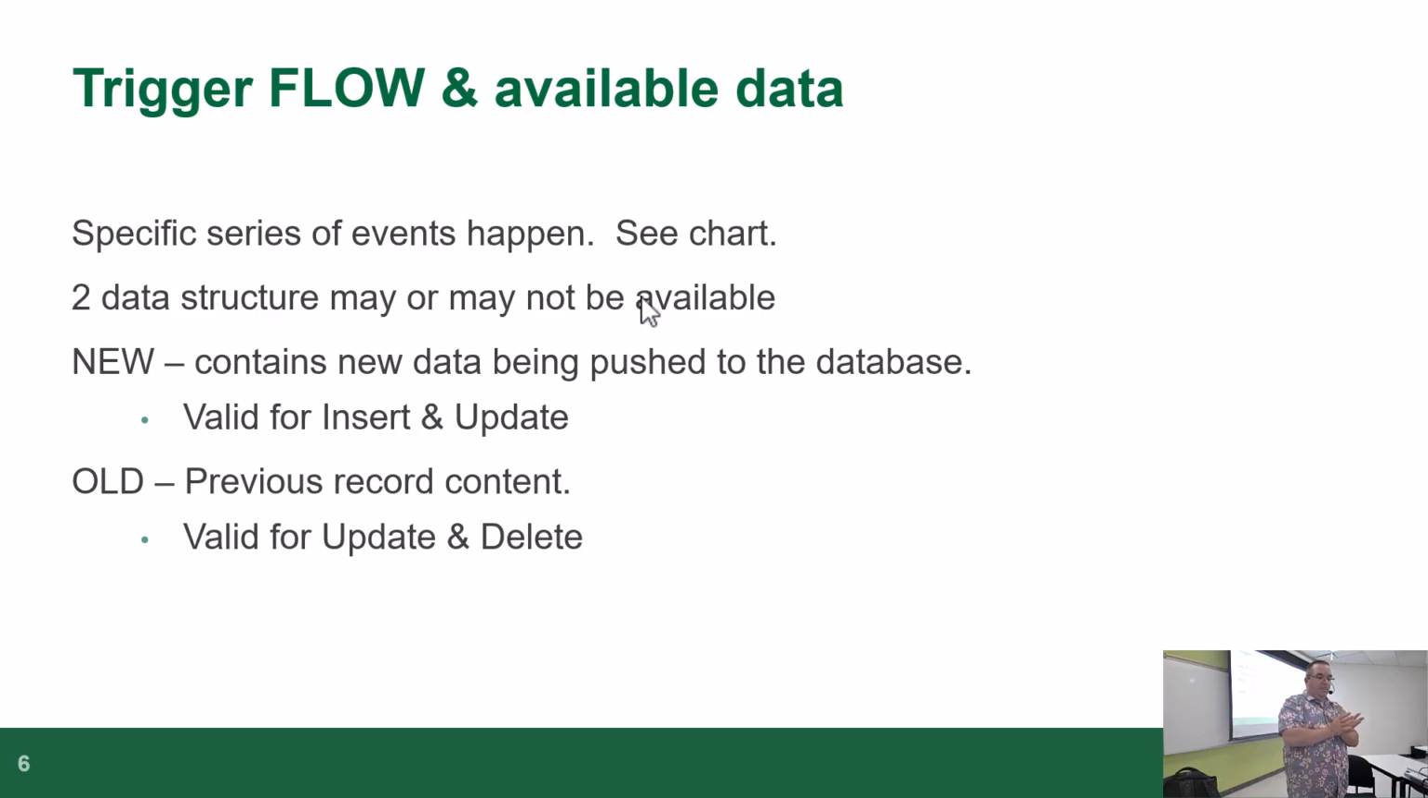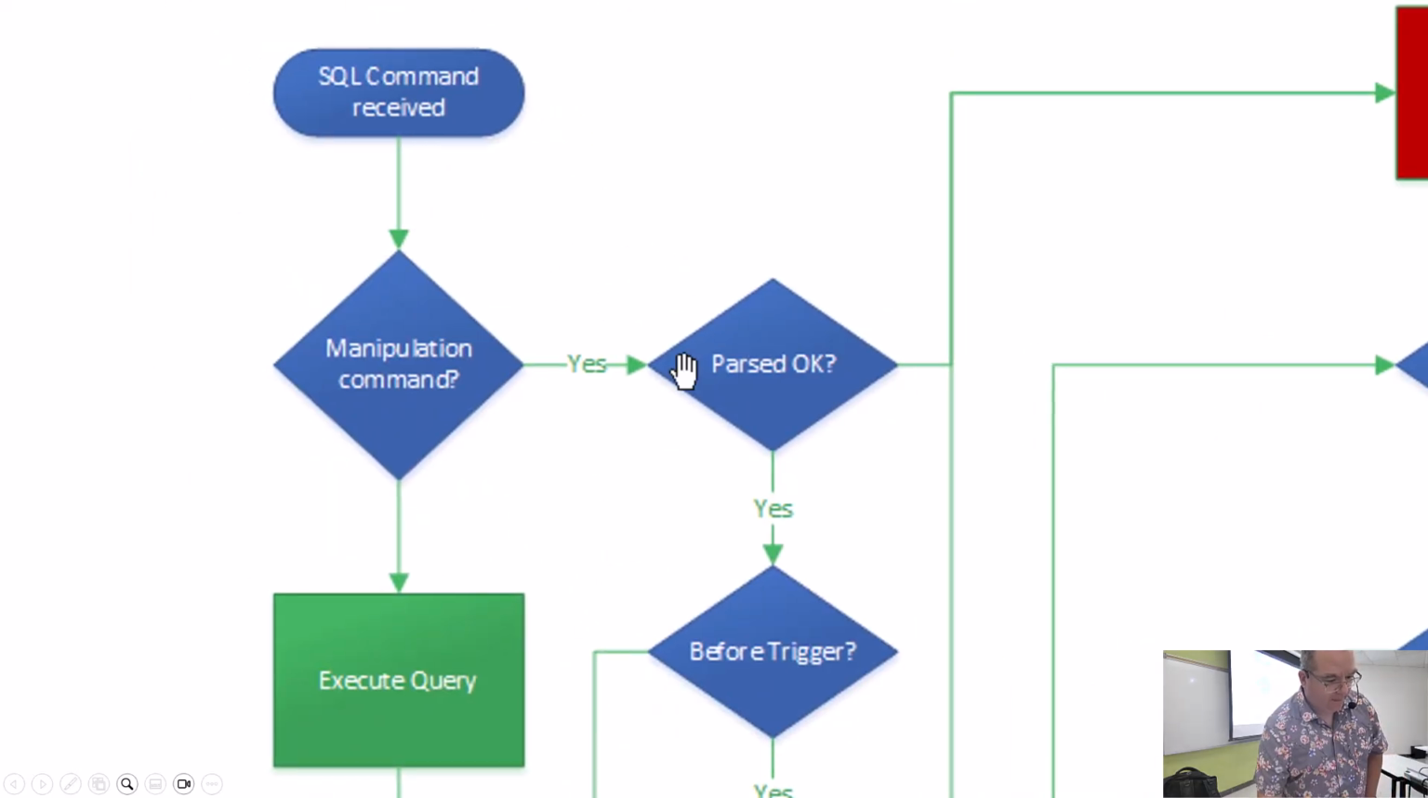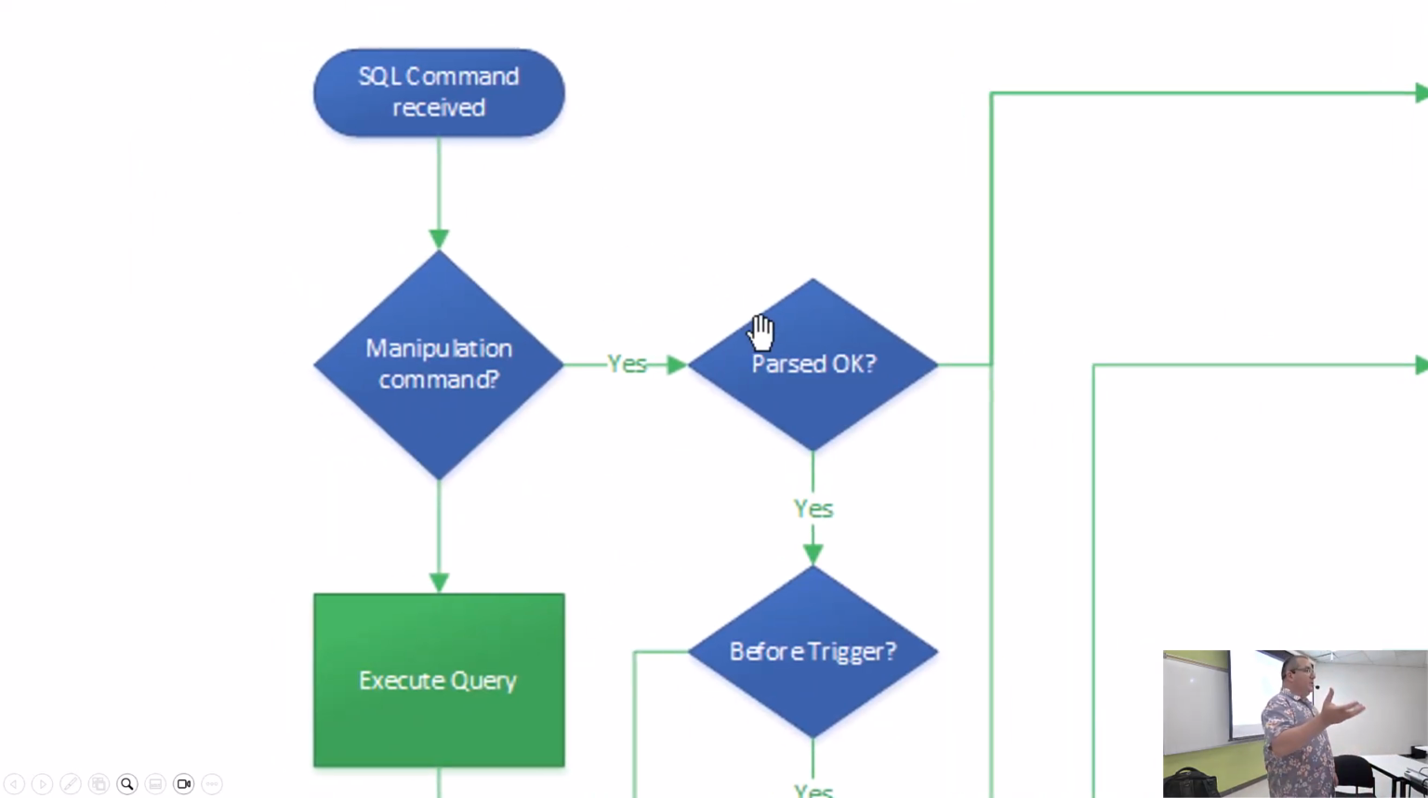And what's kind of nifty, and I'll pull up the chart now. All right, so this is the flow. What happens? I'm going to zoom in and move around. Okay. SQL interpreter receives a command. It goes, is this a manipulation command? Insert, update, or delete? Yes or no?